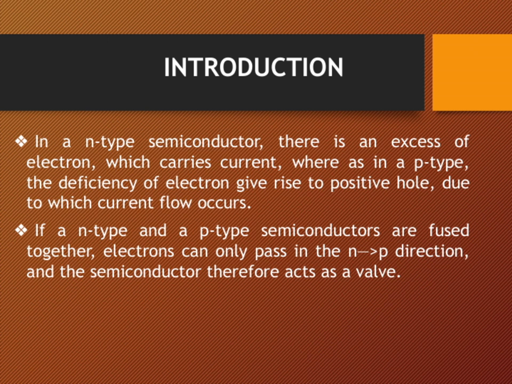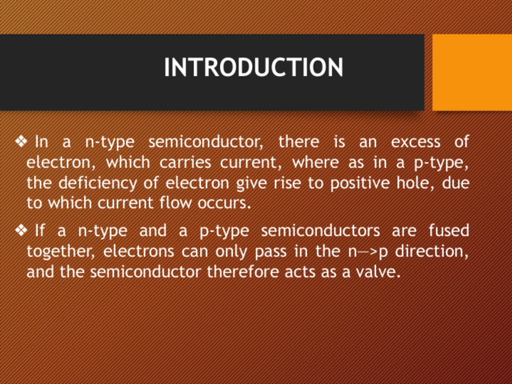Now, when we fuse an N-type and a P-type semiconductor together, something interesting happens. Electrons from the N side can only pass into the P side in one direction. Specifically from N to P, this unidirectional flow effectively makes the junction act like a valve or a one-way switch for current. It's this property that forms the basis for many semiconductor devices, like diodes, which are essential components in circuits. So, understanding this directional flow and the creation of positive holes helps us grasp how semiconductors control and direct current in electronic devices.